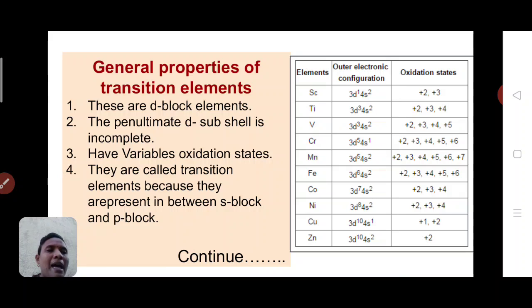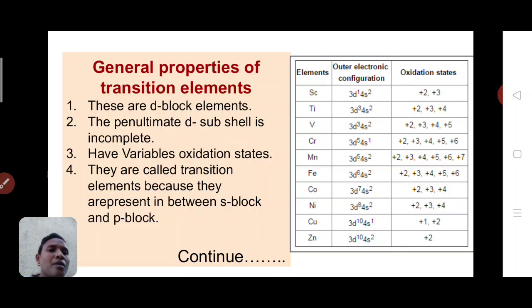See, scandium has two oxidation states, +2 and +3. Titanium has 3 oxidation states, that is +2, +3 and +4. Vanadium has 4 oxidation states, that is +2, +3, +4 and +5 also. Chromium has 5 oxidation states, that is +2, +3, +4, +5 and +6 also. Dear student, kindly have a look at the picture.